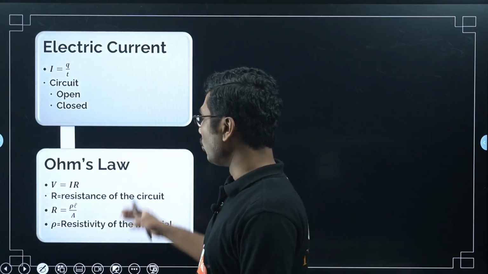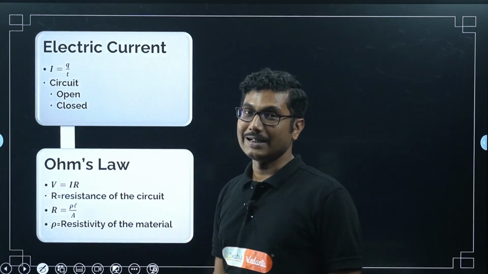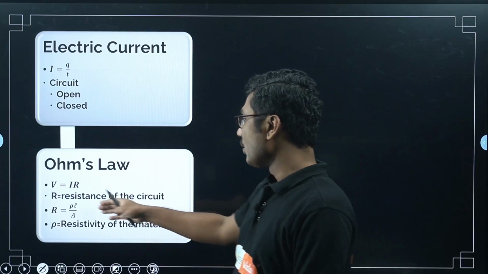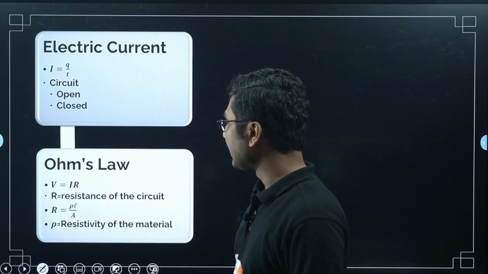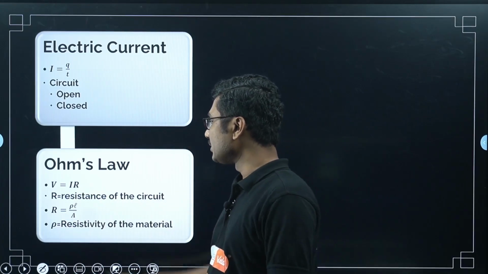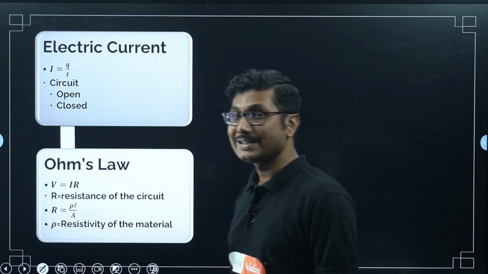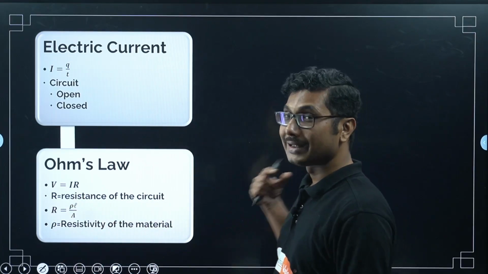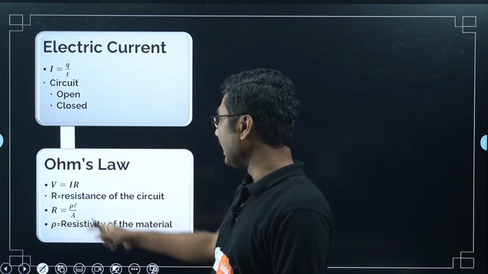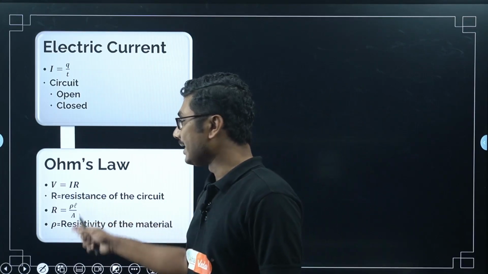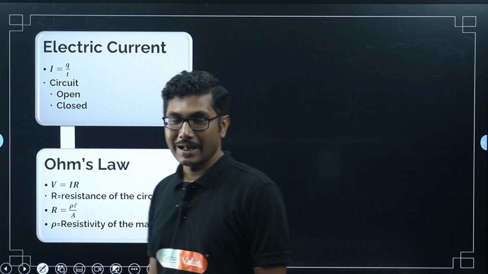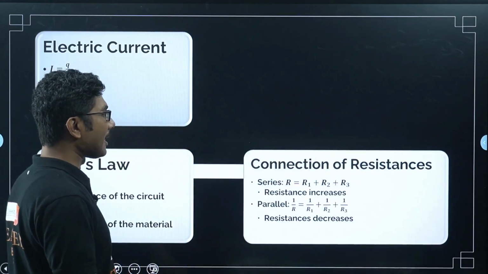Now next is Ohm's law. Ohm's law is basically given by V equals IR. R is the resistance of the circuit. Also R can be written as rho L by A. Here rho is called the resistivity of the material. It depends on the material and temperature. L is the length of the material, A is the area of the material. Right, now let's look into the next part.